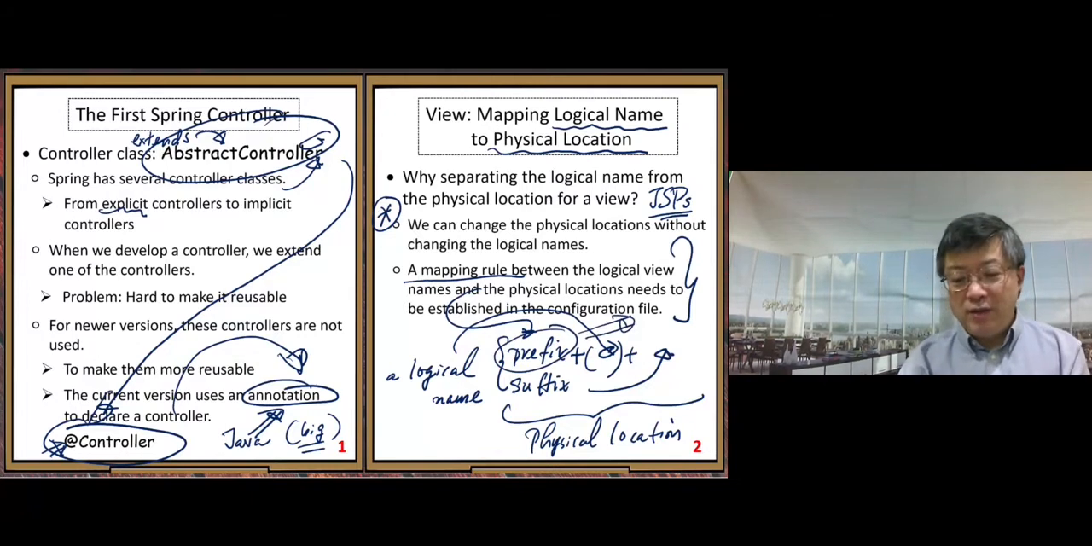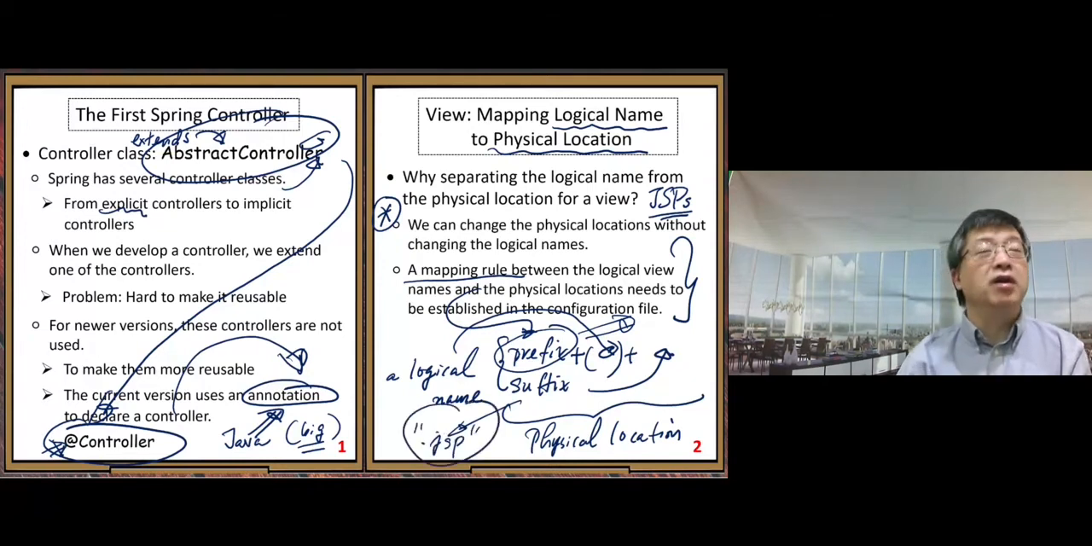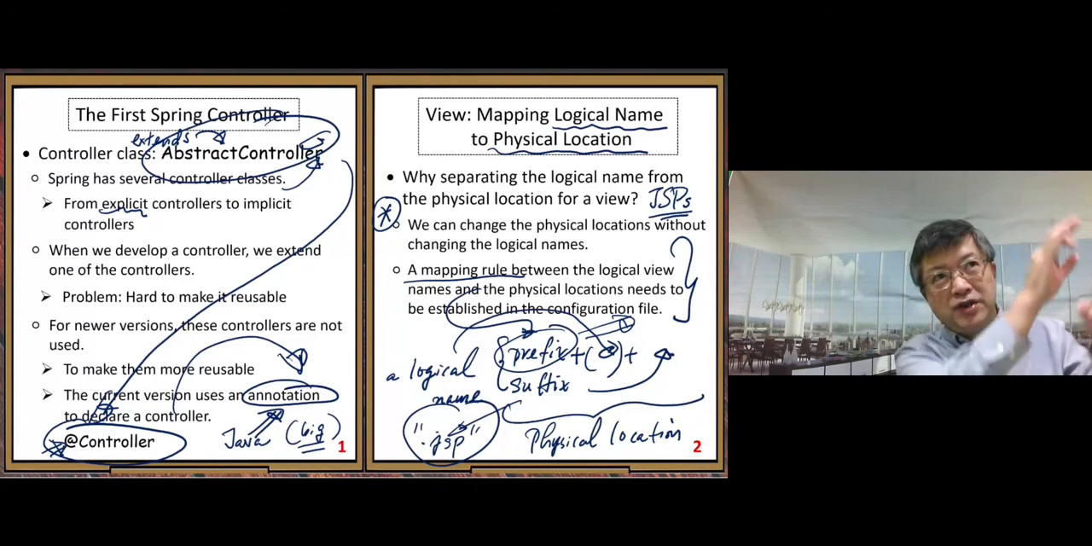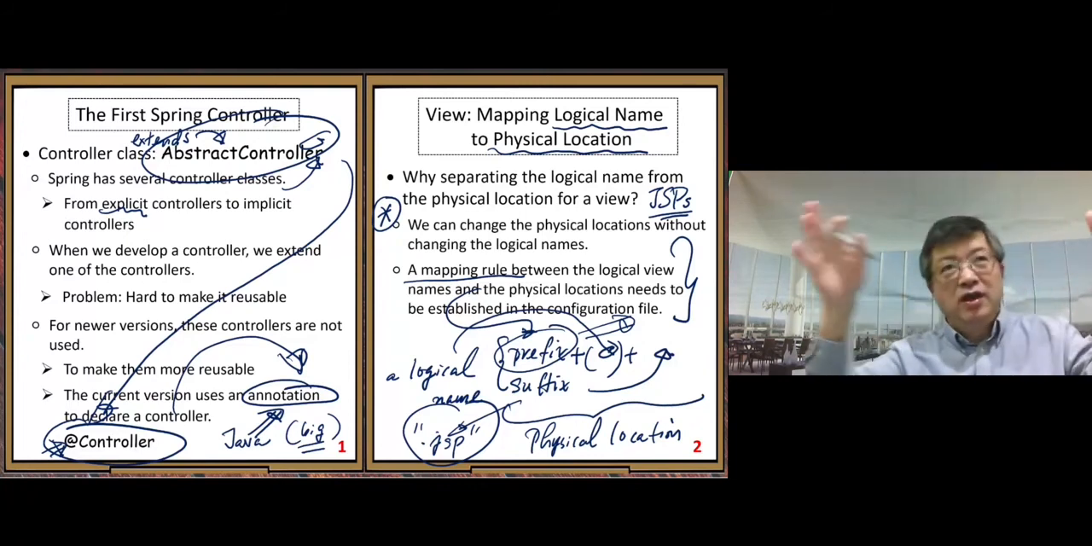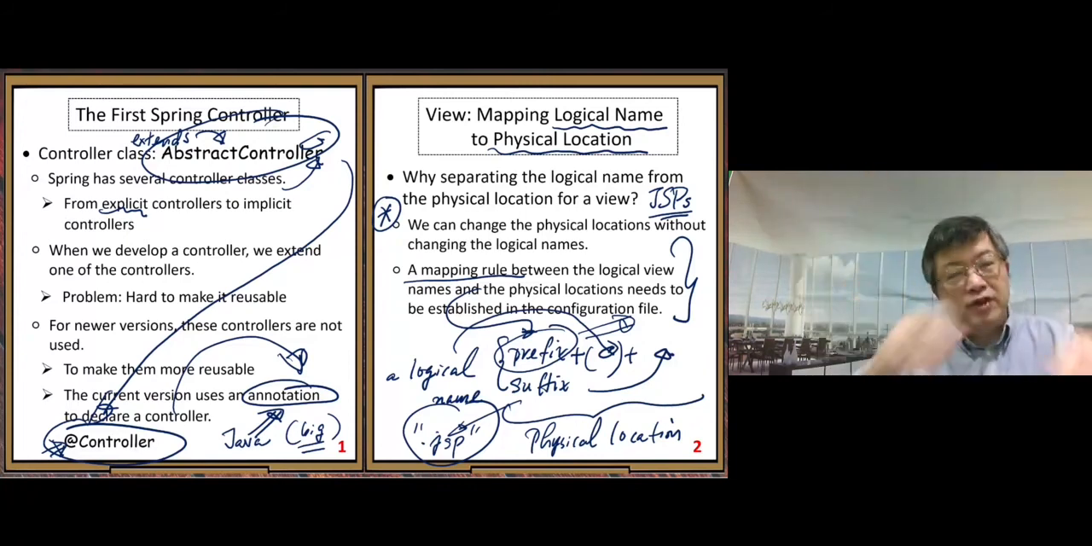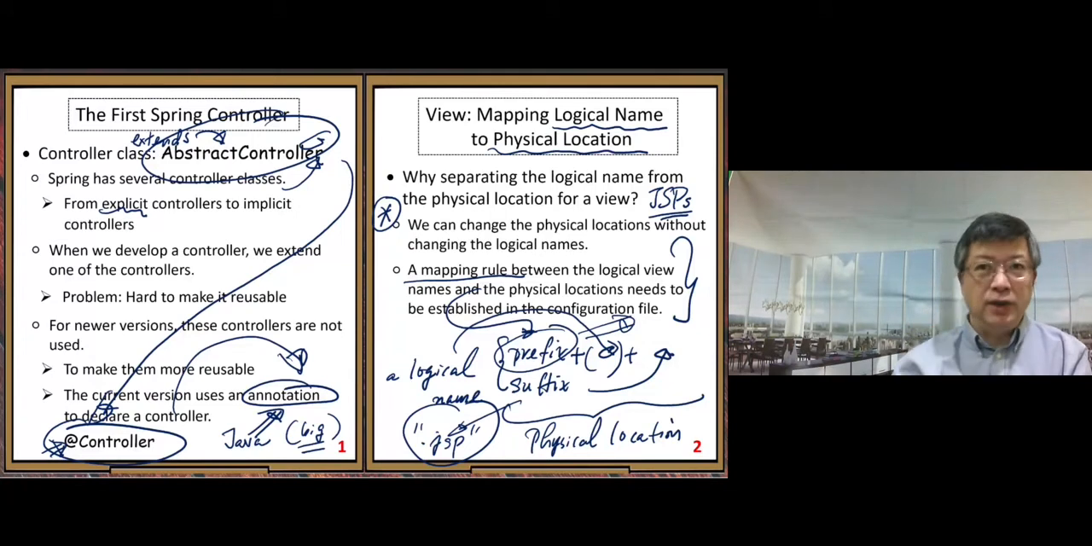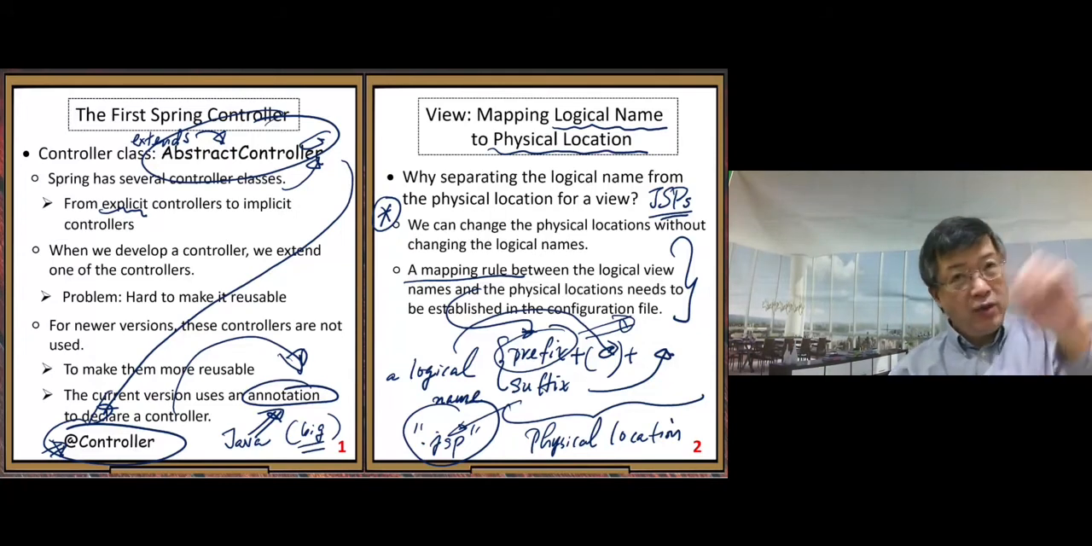Usually you change the prefix, because the suffix is typically .jsp. You don't need to change that, you still keep the .jsp part. The prefix is the folder, the physical location. So which folder, so usually you change the prefix part to modify your mapping rule. All right, later we will see an example, so you can see it immediately.